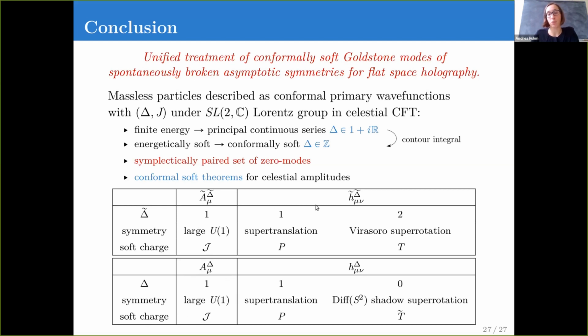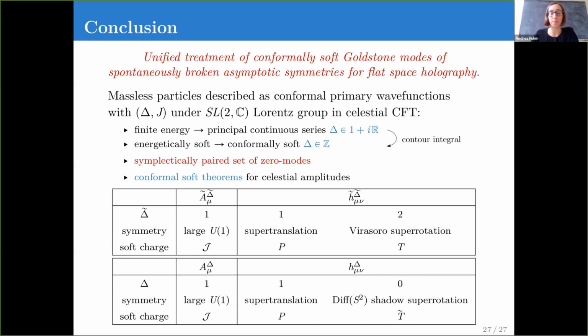Then for the spin 2 graviton mode, we found that for the limit where delta goes to 1, we recover BMS symmetry generated by the BMS supertranslation current. And for the subleading soft graviton case, we have found this dimension 0 primary and its dimension 2 shadow. Virasoro superrotation symmetry is generated by the stress tensor, while the shadow stress tensor generates a diffeomorphism shadow superrotation symmetry.